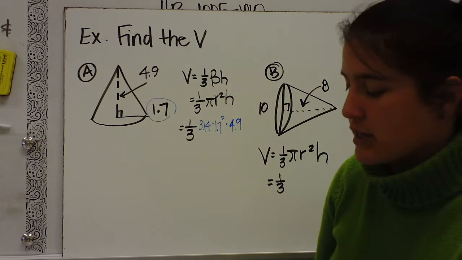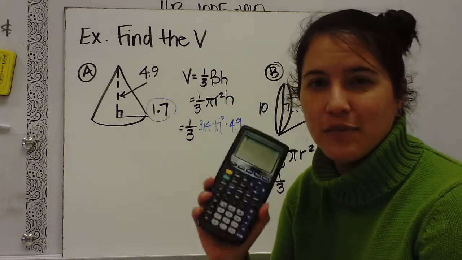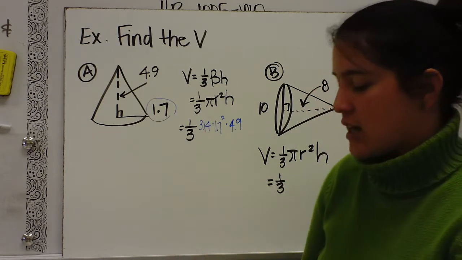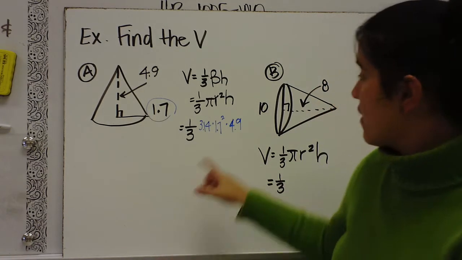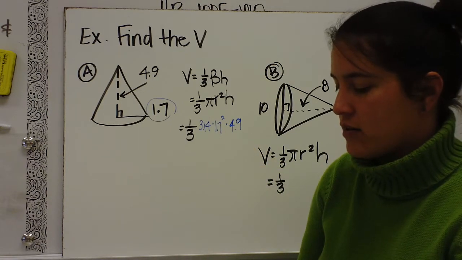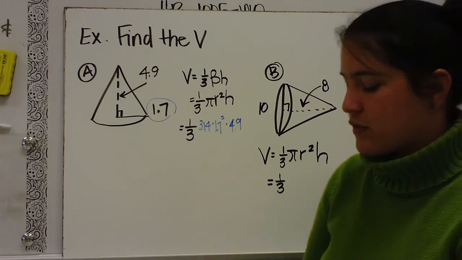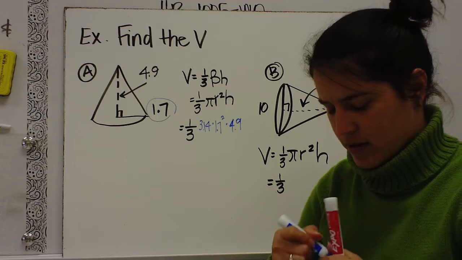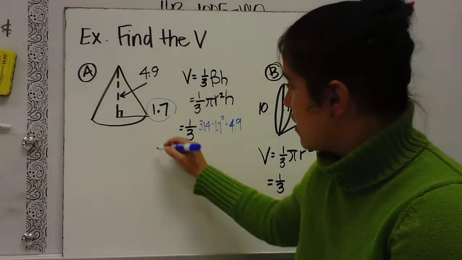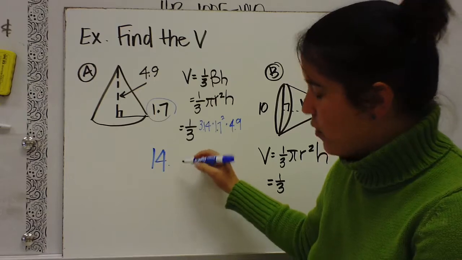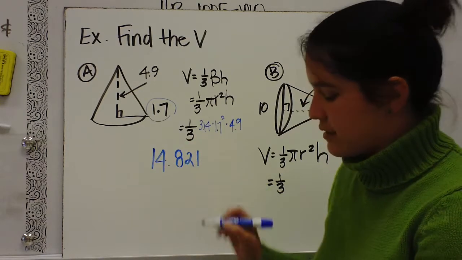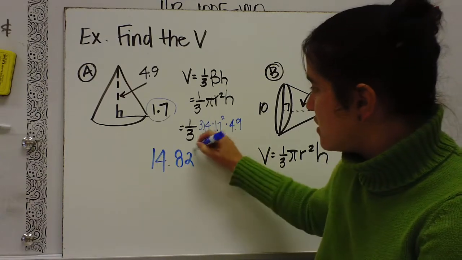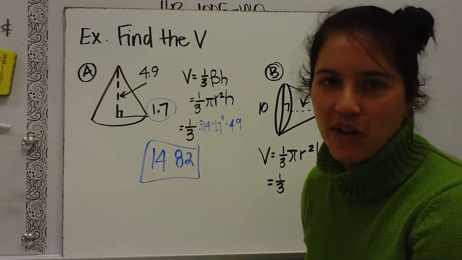Once I have all of my numbers, I'm going to type it in, and on these calculators, remember to type in a fraction. You're going to do 1 divided by 3 in parentheses, times 3.14 times 1.7 squared times 4.9. And we come out with 14.821. And so since the number after the 2 is a 1, then we can just leave it as 14.82. And that's your volume.